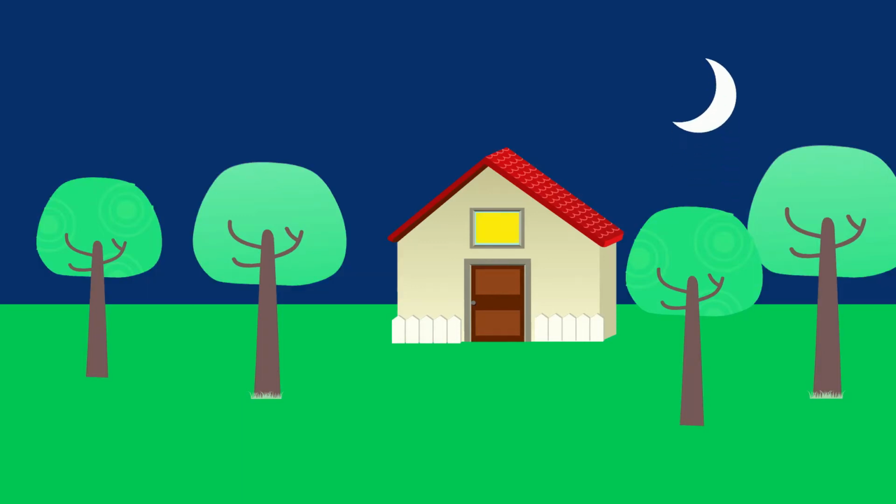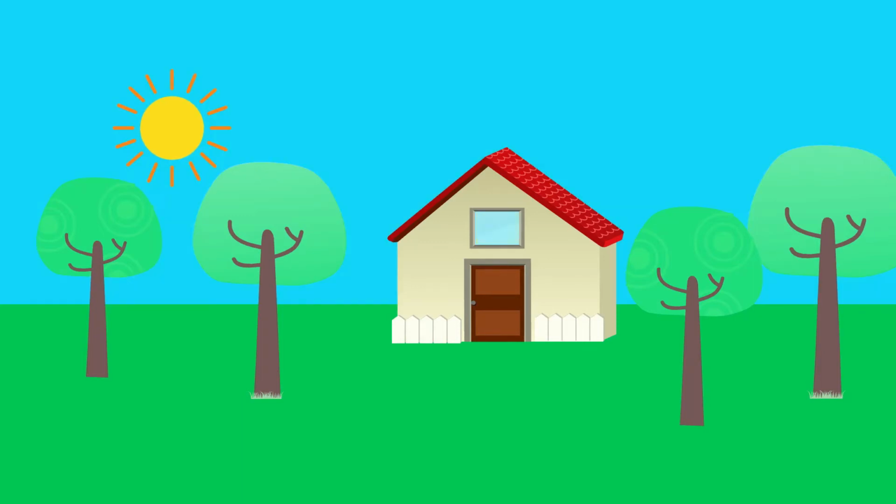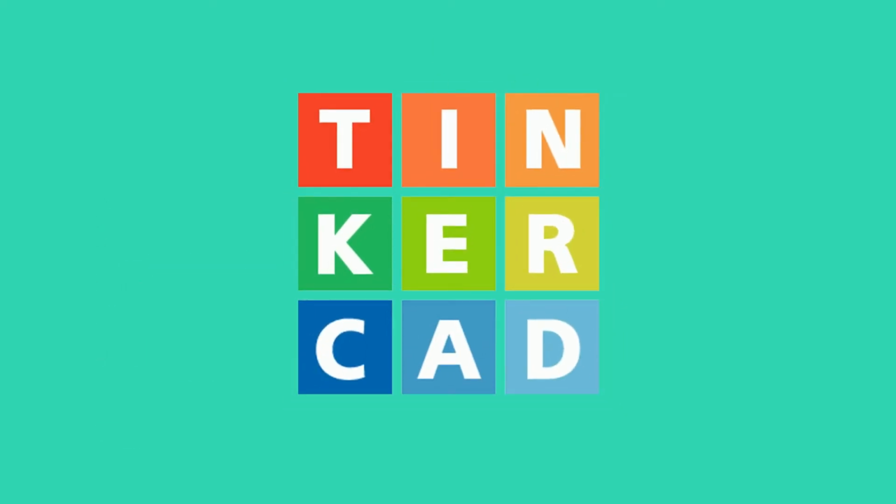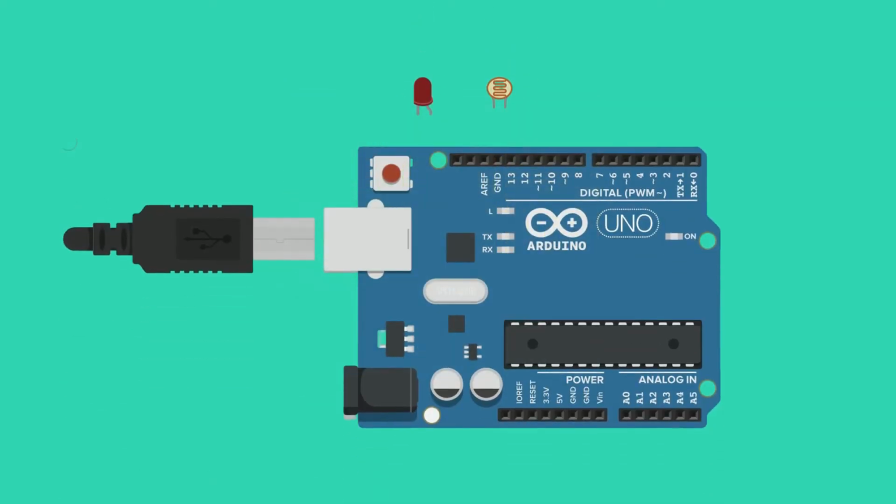Day. Night. Based on the lights outside, I want to switch on my room's light automatically. I heard Arduino can do it, combined with a sensor. Let us get to work right away. Instead of spending money to buy the hardware, I tried to simulate it using Tinkercad. And in just 2 minutes I have an Arduino, a sensor and a light.